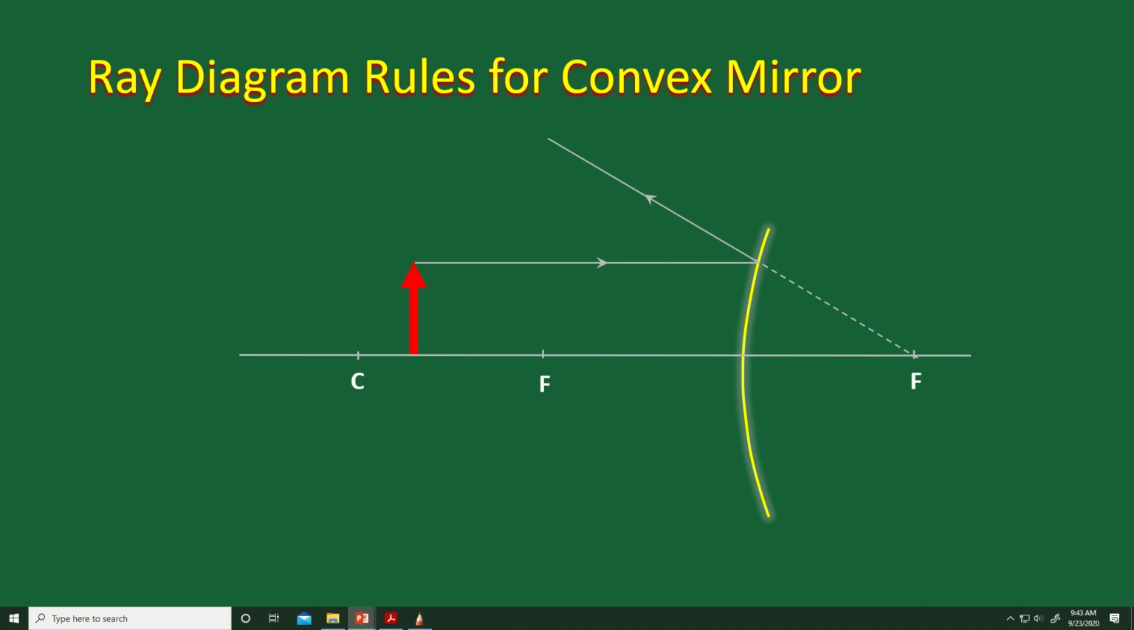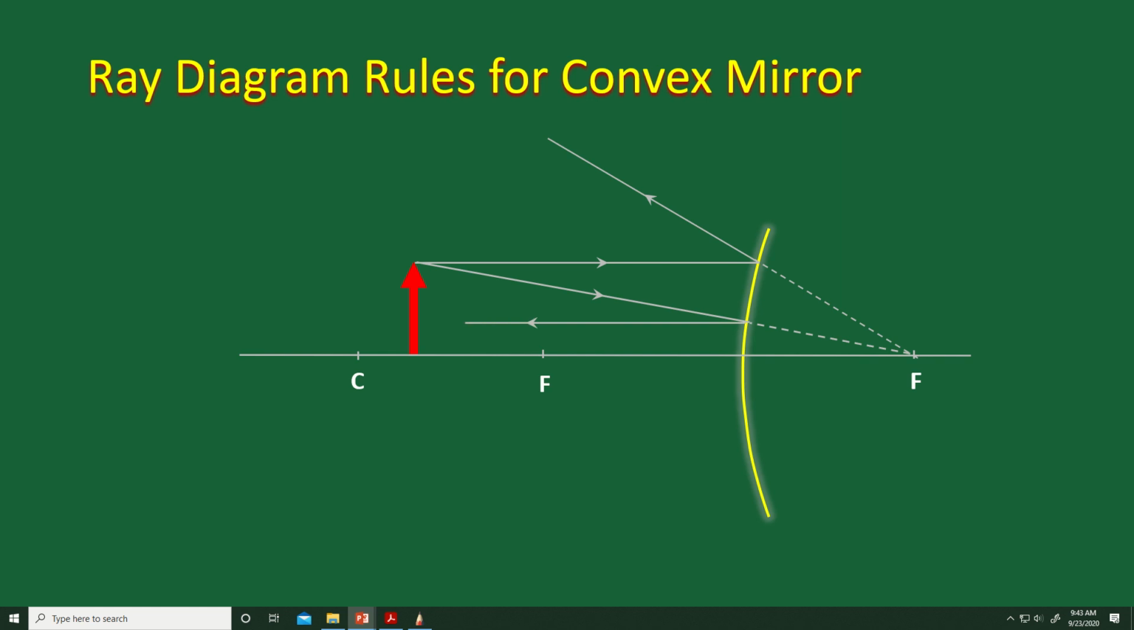First rule. Second rule: if you hit the mirror pointing towards the focal point, so you are pointing this ray towards the focal point and you hit the mirror at that point, that ray will be reflected back parallel to the principal axis. So this ray would be reflected back parallel to the principal axis.